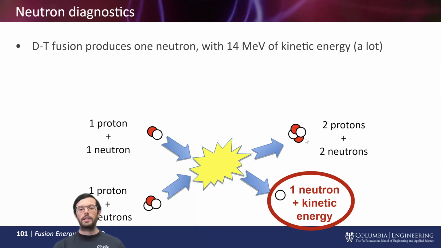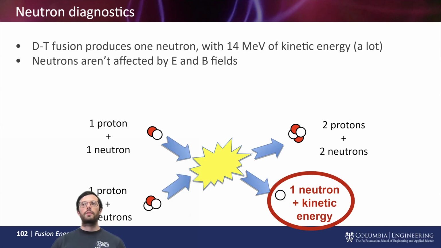The product of this, again, is this charged helium atom. So now we've made a helium atom or helium nucleus. And then we get this free neutron. And 14 MeV, this is mega electron volts. It's a unit of energy. It is a lot. These are very high energy neutrons.